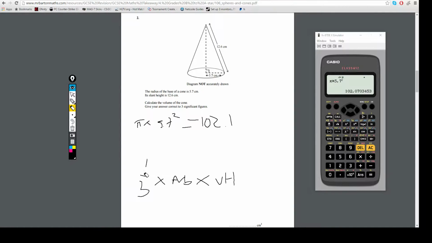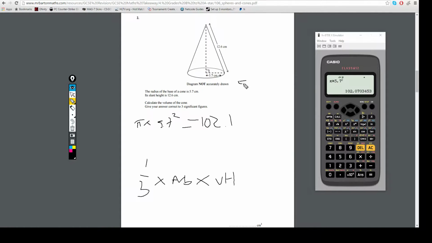I'm not getting rid of that because we're going to need that in a minute. So what we're going to do is work out this side by using a squared plus or minus c squared, okay? Because we've got a here and we've got c, which is the hypotenuse, which is equal to b squared. So we're going to work that out.